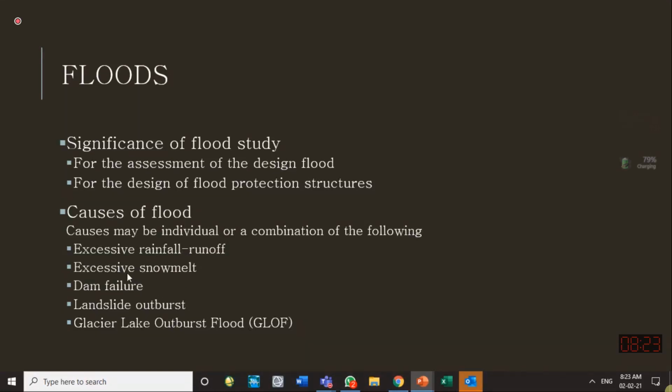Excessive snow melt can cause a slow rise of the flow, and sometimes that flow rises above the banks. But that does not cause much harm, because we get sufficient alarm for that. It is not a sudden rise of the water. Dam failure causes huge losses, because this is sudden. Usually we don't get any alarms.